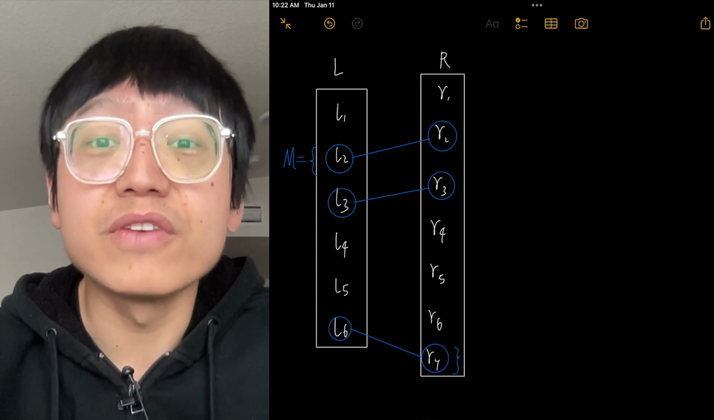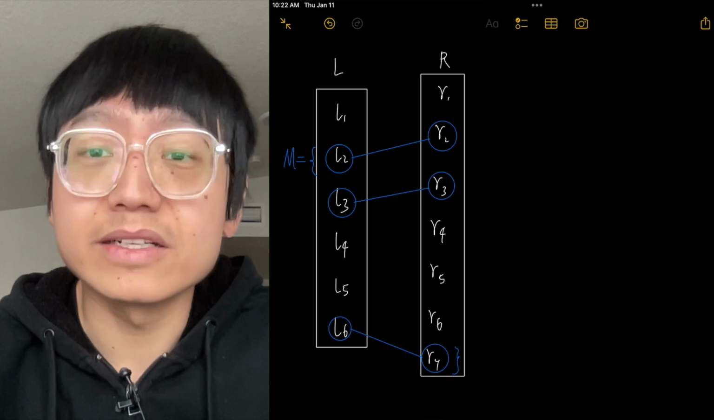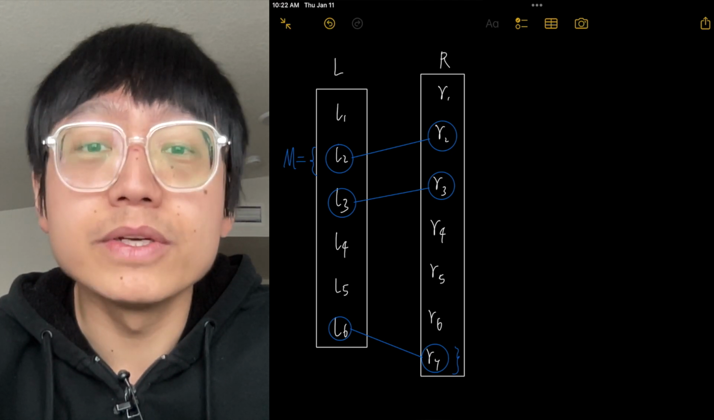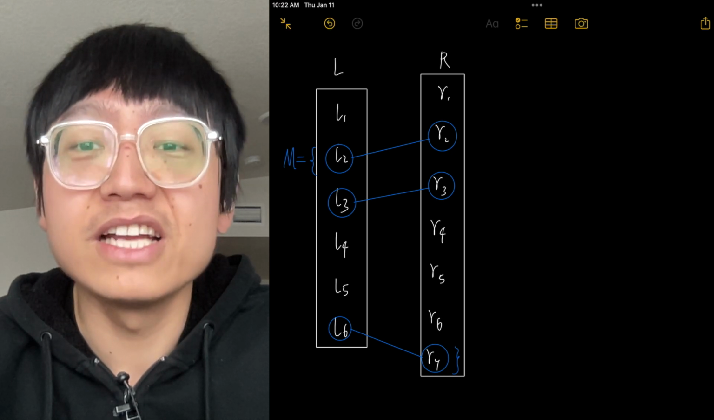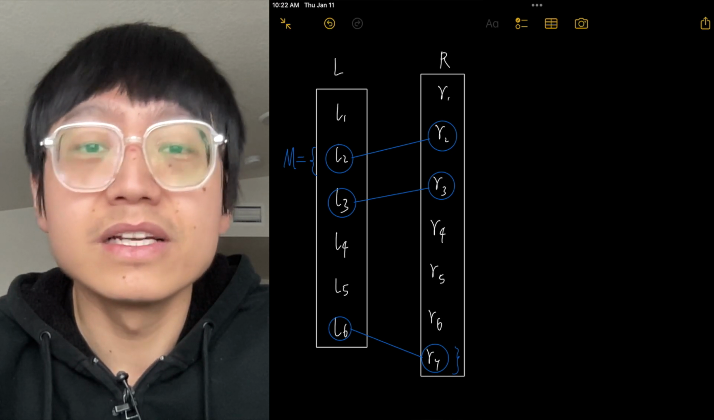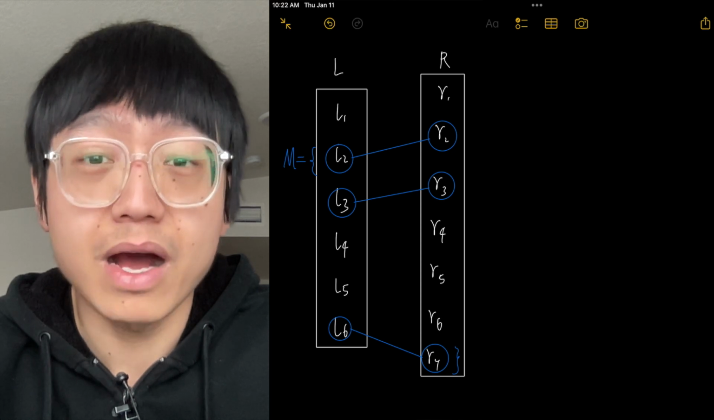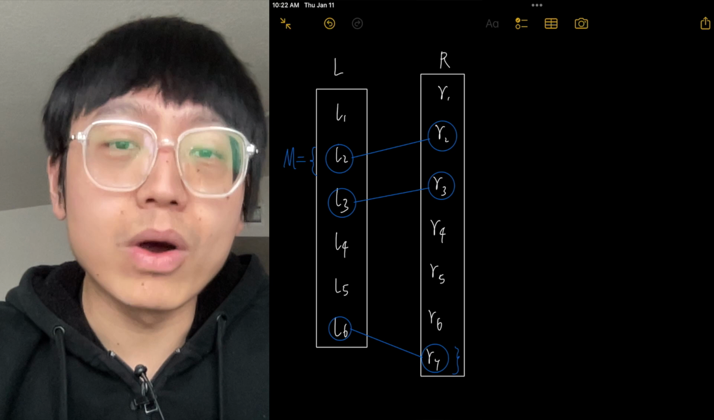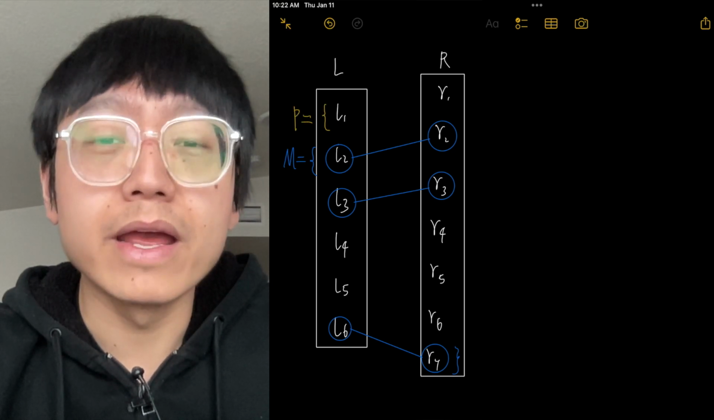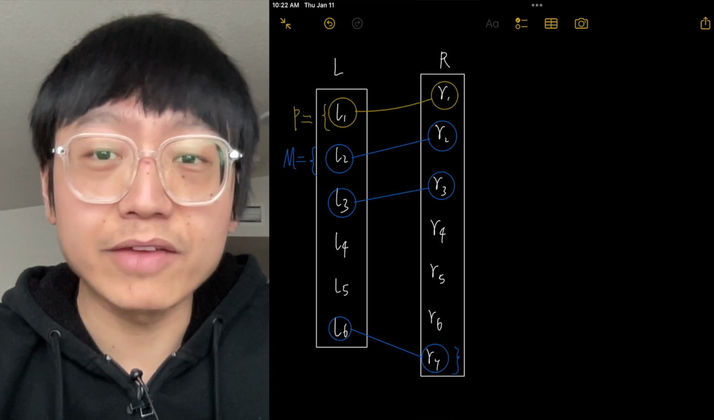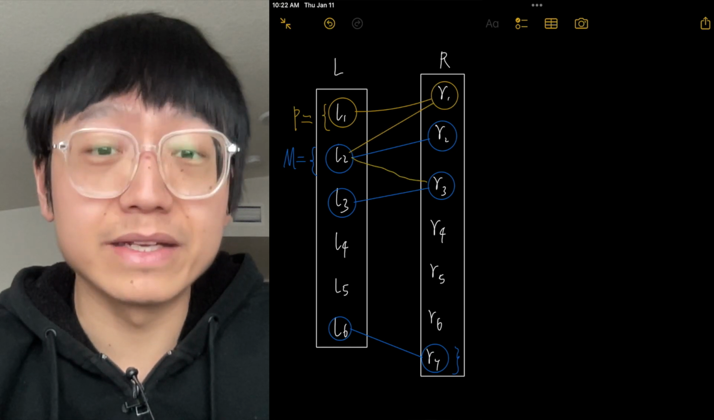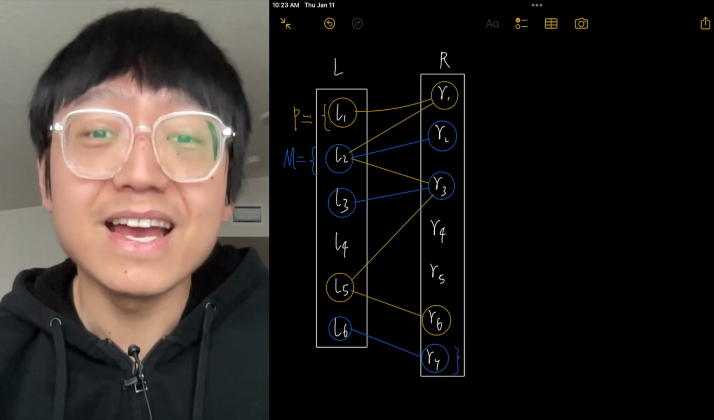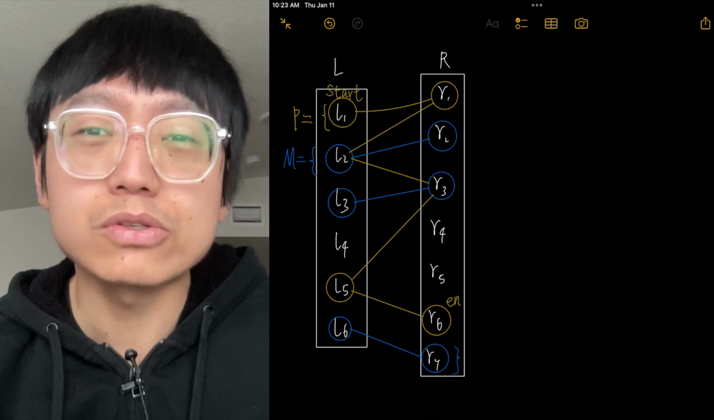Now, suppose we find an M-augmenting path P that starts at an unmatched vertex from L, alternates between edges not in M and edges in M, and ends at an unmatched vertex from R. Let's say the M-augmenting path P is L1, R1, L2, R3, L5, R6, and we can notice that P starts with L1, which is unmatched, and ends with R6, which is also unmatched.